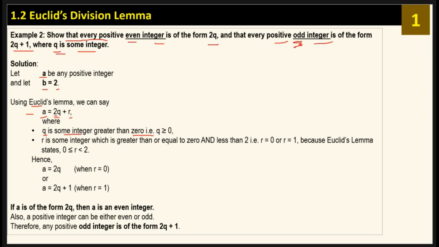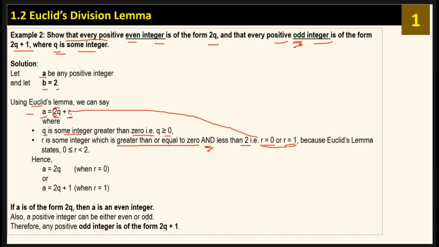Here q is some integer greater than or equal to 0, and r is the remainder, some integer which is greater than or equal to 0 and less than 2. That is, r is either equal to 0 or r is equal to 1, because as per the lemma, r has to be smaller than the number 2.